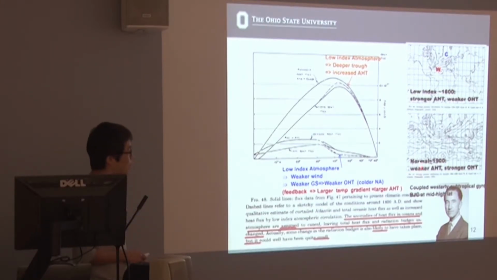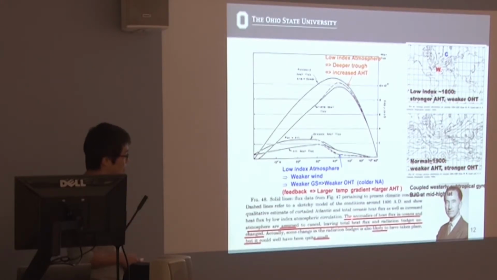Bjerknes raised this hypothesis when he was studying the NAO. He found that in the low index of the NAO, we have a stronger atmospheric heat transport but a weaker ocean heat transport. But when it goes to the normal year, the atmospheric heat transport becomes weaker, but the ocean heat transport becomes stronger. So the Bjerknes compensation states that the atmosphere and ocean heat transport are compensating.